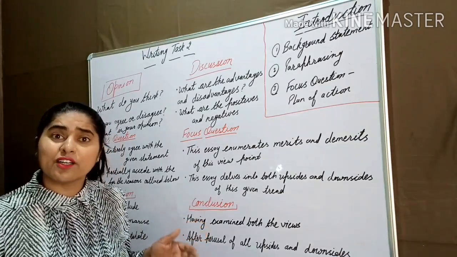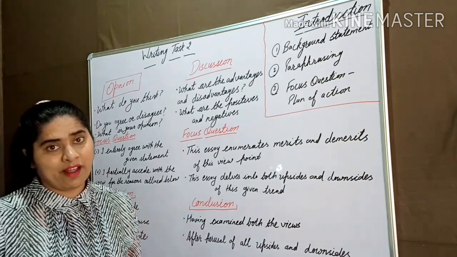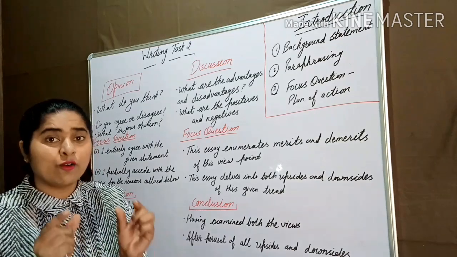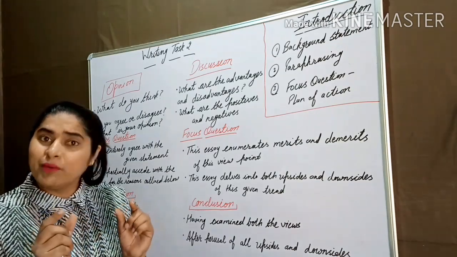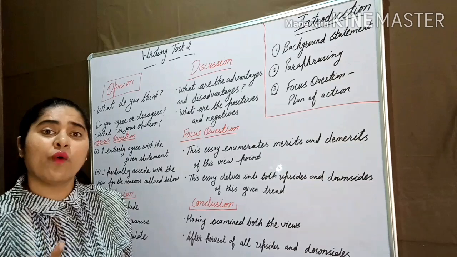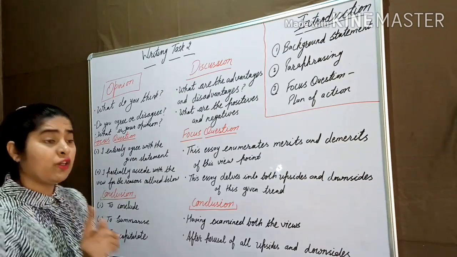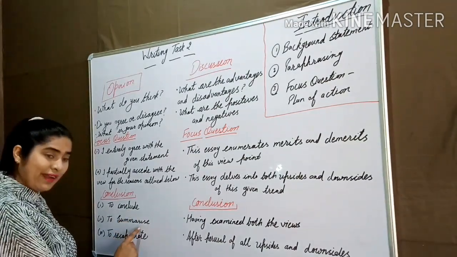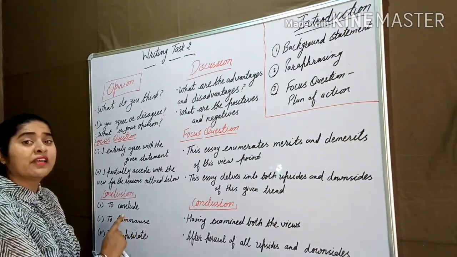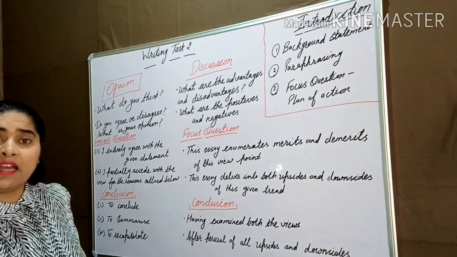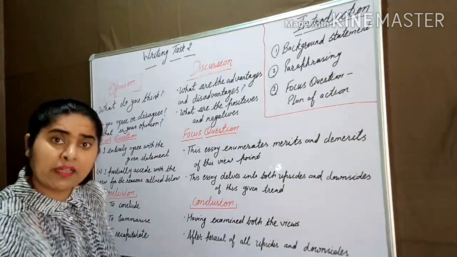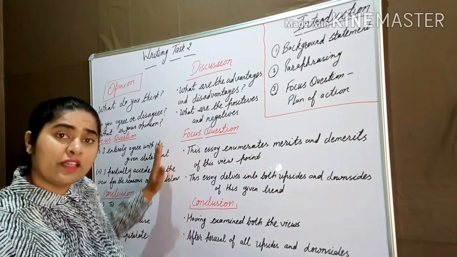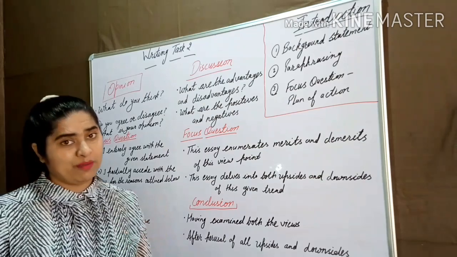Based on the focus question, you will have to decide your body paragraphs. Thereafter, when the conclusion part comes, you will have to write a fixed sentence in the beginning of the conclusion part. If your question is opinion based, then your conclusion part will start with to conclude, to summarize, or to recapitulate. They are the three phrases which you can write in the beginning of your conclusion part. Thereafter, you will have to conclude your IELTS question. This is the whole idea about the opinion based question.